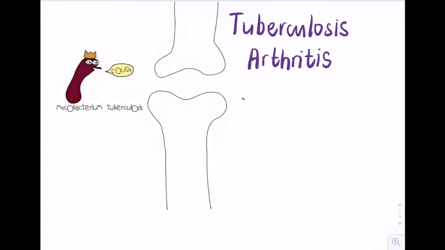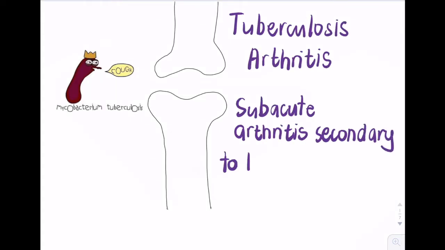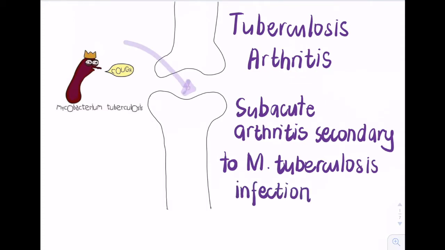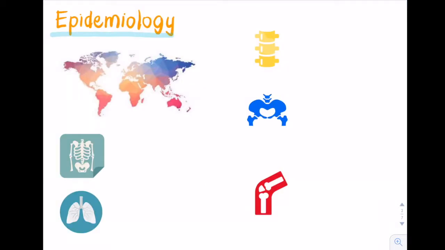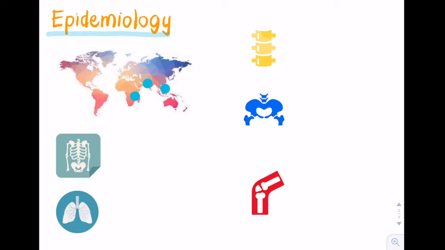Tuberculosis arthritis is a subacute arthritis secondary to Mycobacterium tuberculosis infection. Tuberculosis arthritis is a common form of septic arthritis. Tuberculosis is endemic in Asia, the Middle East, and Africa. Skeletal involvement is seen in 1 to 3% of patients with tuberculosis.